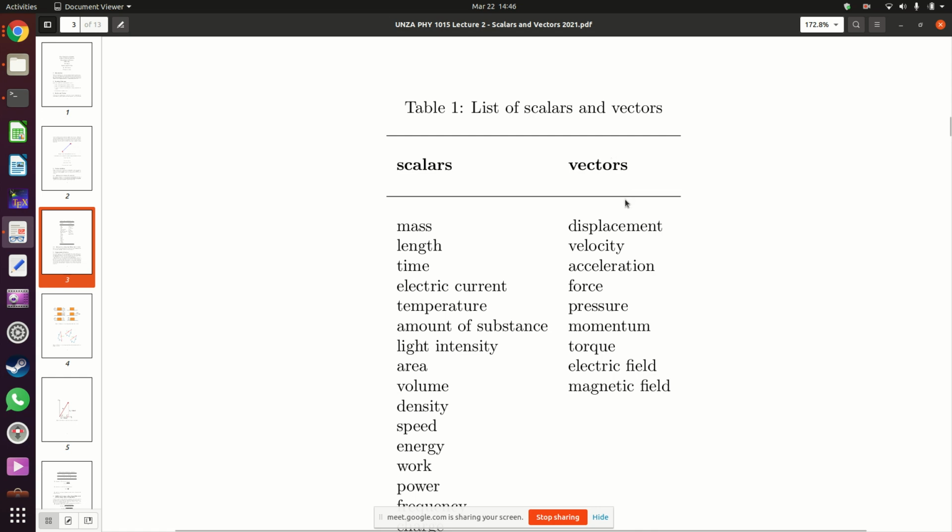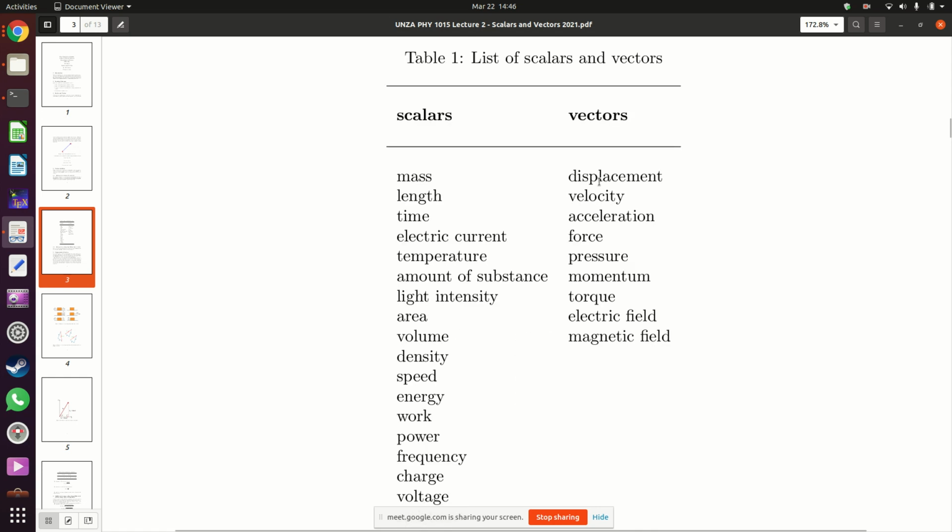Examples of vectors: we have displacement. Displacement is distance in a specific direction. So you cover some distance, but you tell us the direction in which this distance is being covered. Velocity, that is speed in a specific direction. So there's how much the speed is, but also in what direction. Then there's acceleration, that is how fast this velocity is changing in a specific direction. Then you've got force, so you apply your force in a particular direction. There is pressure. Pressure always points in the direction of the force.